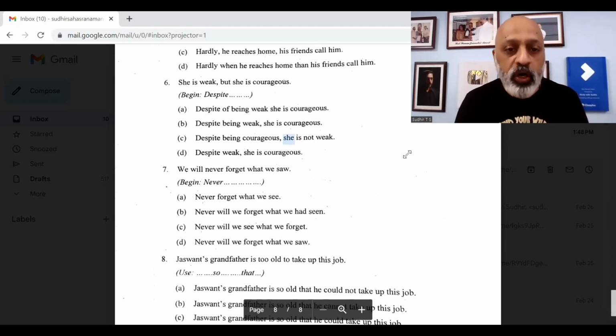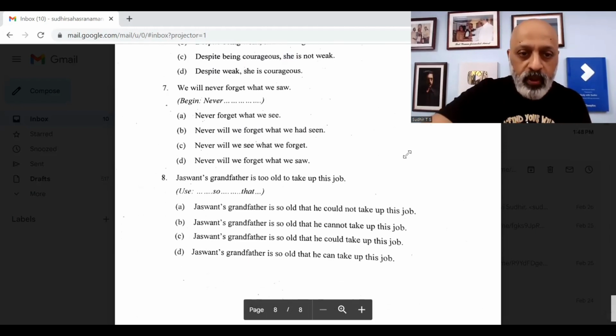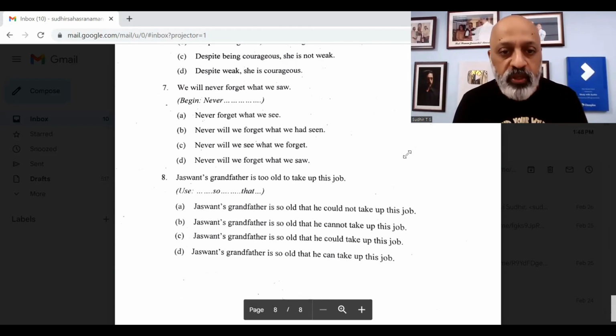We will never forget what we saw. Seventh, D. Never will we forget what we saw. Last one. Jaswant's grandfather is too old to take up this job. B. Jaswant's grandfather is so old that he cannot take up this job.